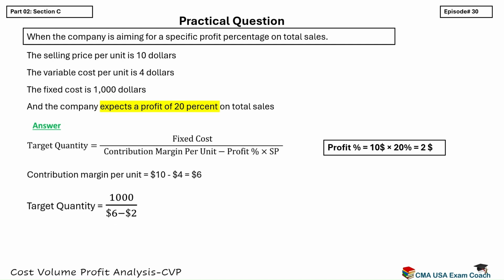Target quantity equals fixed cost divided by contribution margin minus profit per unit. Equals $1,000 divided by 6 minus 2. Equals $1,000 divided by 4. Equals 250 units. So we must sell 250 units to cover the fixed cost and earn 20% profit on sales. Step 5. Calculate the target revenue.